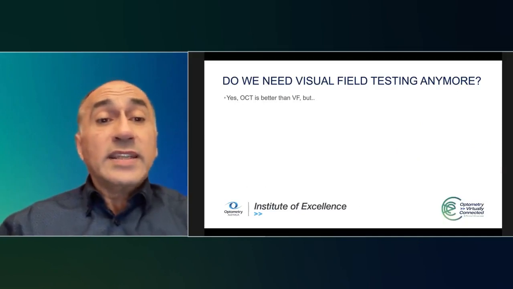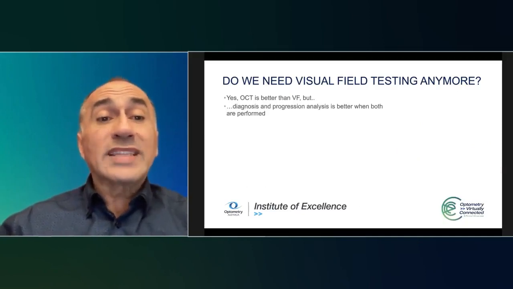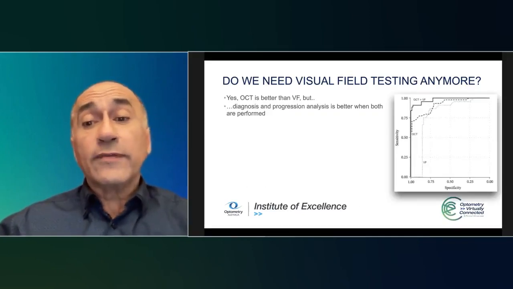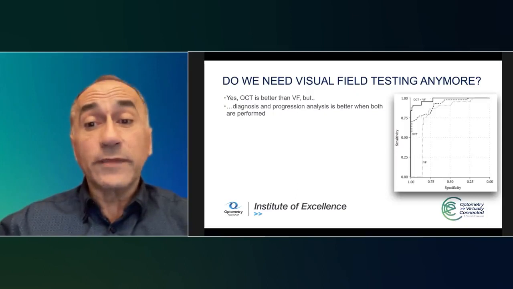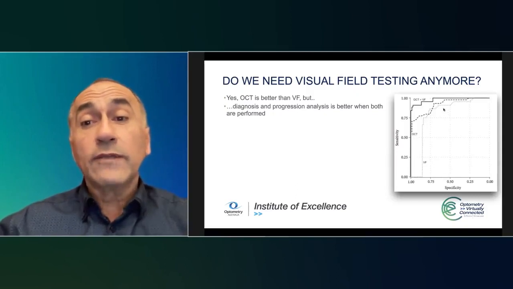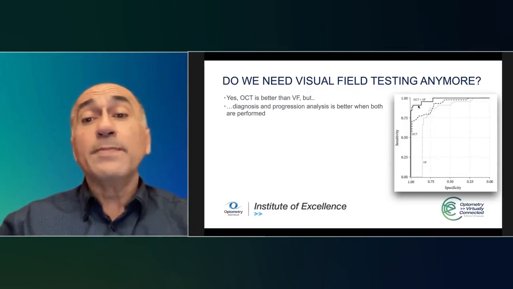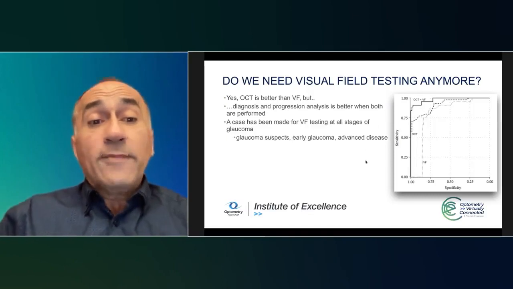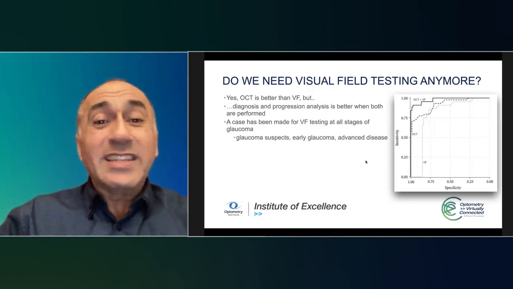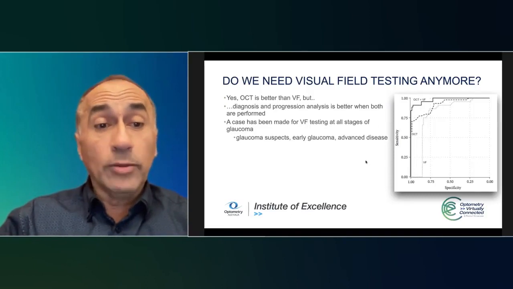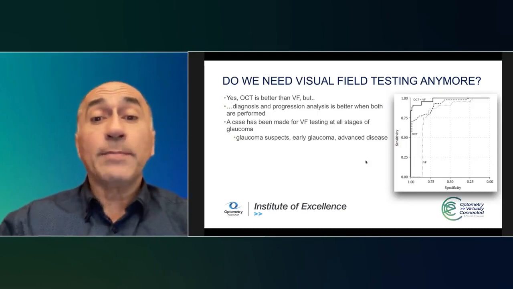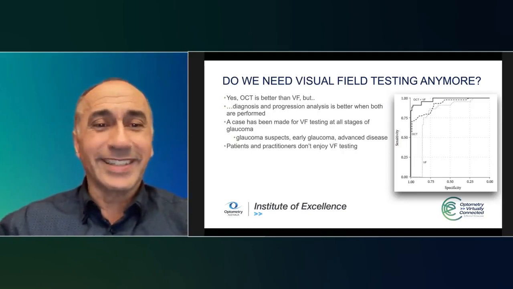So yes, OCT is better than visual field, but diagnosis and progression analysis is better when we do both of them together. And this is a graph comparing the sensitivity and specificity of visual field alone for glaucoma diagnosis, OCT alone, and doing both of them works much better than OCT alone. So I hope I've made a case that visual field testing is still needed at all stages of glaucoma. In your glaucoma suspects, in the patients with early glaucoma, and the patients with advanced perimetric disease.